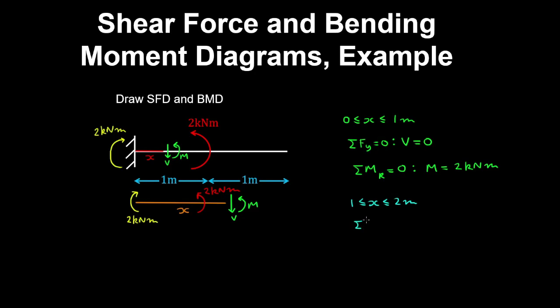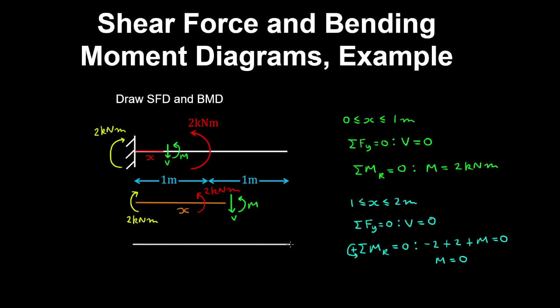taking an equilibrium of forces gives the shear force is equal to 0, and taking an equilibrium of moments about the rightmost point of that section, with anti-clockwise being positive by our convention, then we have minus 2 kilonewton meters plus 2 kilonewton meters plus M is 0. So therefore the bending moment is 0 between x equals 1 and 2 meters.